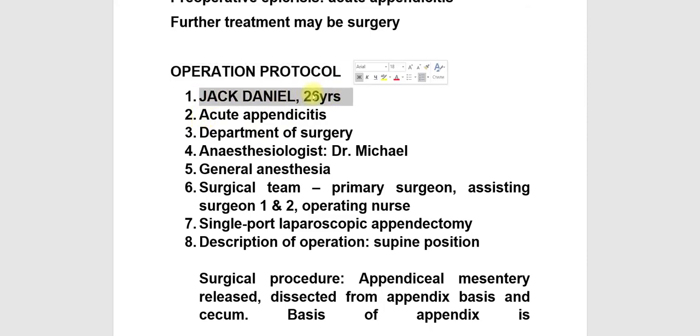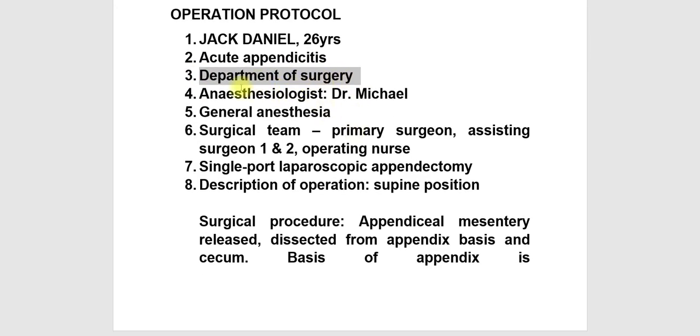What is the name of those numbers? What stands for number 1? I can intuitively know that this is the patient's name and age. What is this? Is this a diagnosis prior to surgery? Is it a post-surgical diagnosis? Is this the diagnosis which you found out during abdominal exploration, or is it something new? We don't know. What does number 3 stand for? Department of Surgery. What do you mean by Department of Surgery?